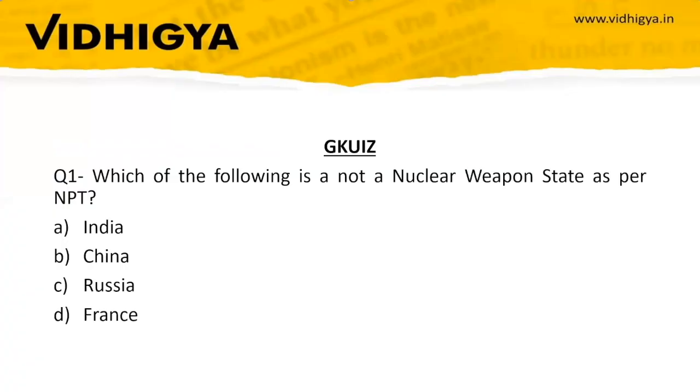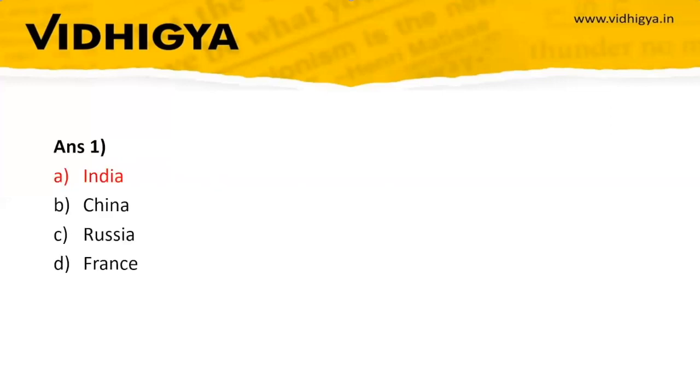So it's time for the G quiz on the basis of our discussion. Question number 1, which of the following is not a nuclear weapon state as per NPT? Your options are India, China, Russia, and France. Correct option is India, because India did its explosive test after 1967.